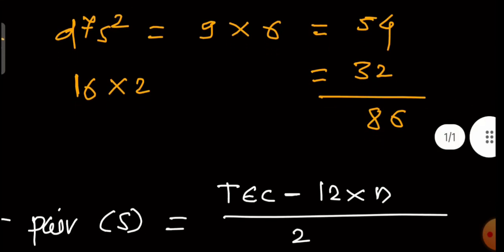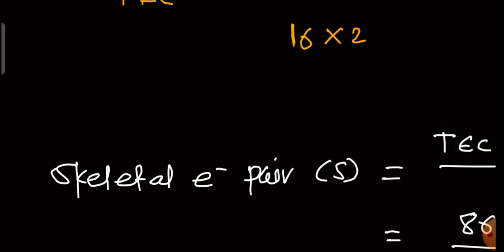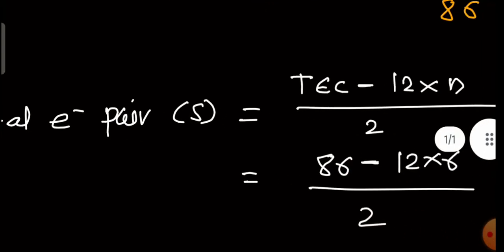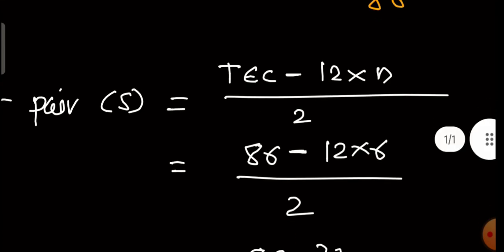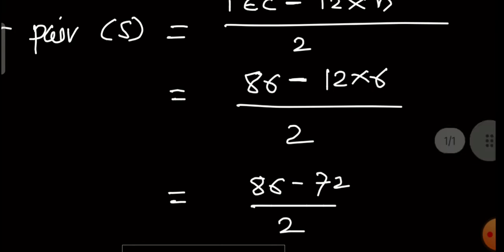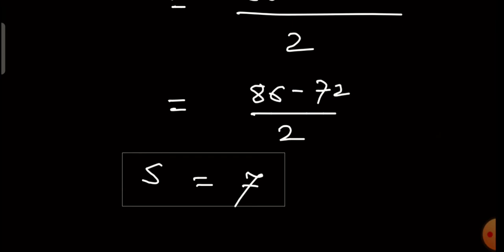Now with the help of the valence electron count we can predict the skeletal electron pair. The skeletal electron pair, capital S, is equal to total electron count minus 12 times n, divided by 2. So here the total electron count is 86 minus 12 times 6 metals, that is 86 minus 72, divided by 2. So here S equals 7 skeletal electron pairs, where n is the number of metals, we have 6 metals, so n plus 1.